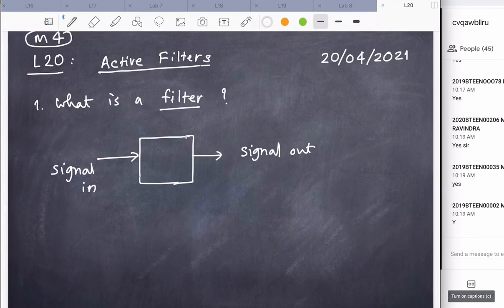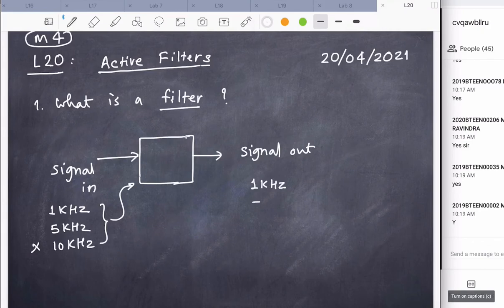For example, suppose signal in has 1 kilohertz signal, 5 kilohertz signal, 10 kilohertz signal together, but we do not want this 10 kilohertz signal. So, the filter will remove 10 kilohertz, the output will have only 1 kilohertz and 5 kilohertz signal. Okay. So, this is the function of a filter.